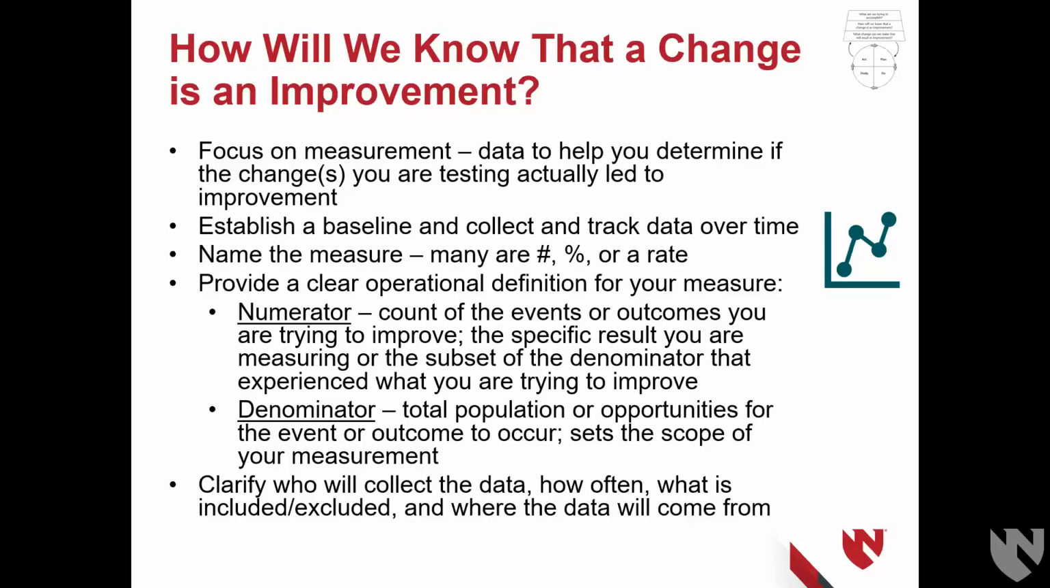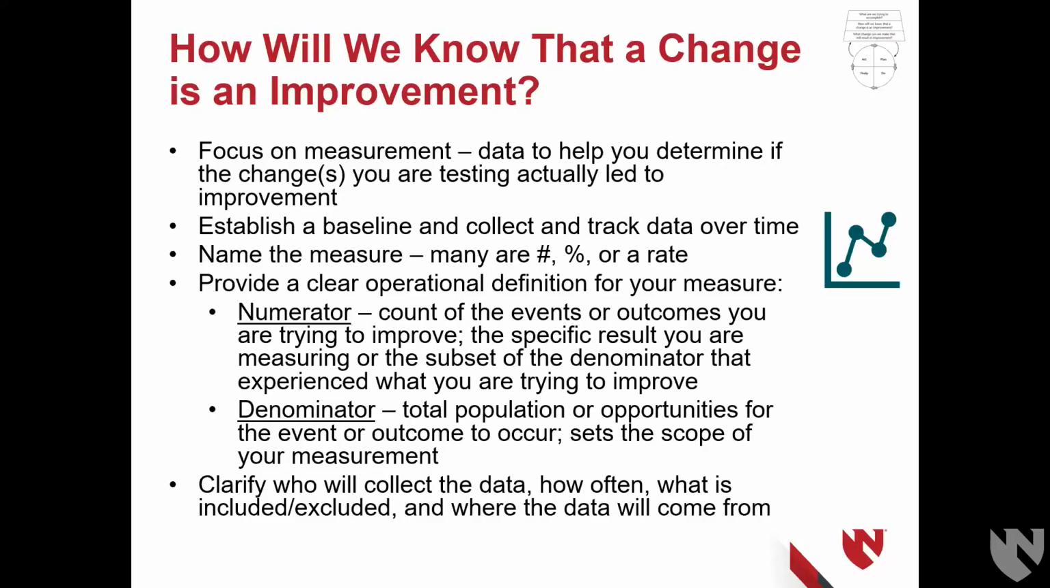So when we're thinking about measures, some key things are making sure we name the measure, and also to be clear, are we looking at a number? Are we looking at a percent? Are we looking at a rate for this particular indicator? But probably one of the most important components for the measurement piece is making sure that we have a clear operational definition for your measure. So a very clear numerator and a very clear denominator for that particular measure that you're tracking.